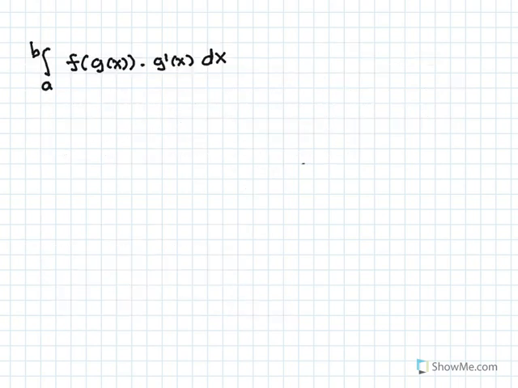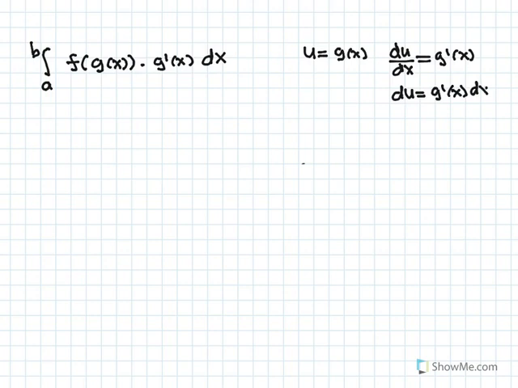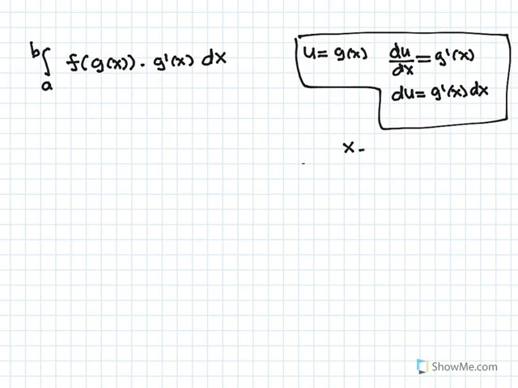Alright, so what we have is the integral from a to b of f of g of x times g prime of x dx. Since u is equal to g of x, du/dx is the derivative, which equals g prime of x. Multiply both sides by dx, and we get du equals g prime of x dx. We also transform the limits: x equals a becomes u equals g of a, these are the u limits. X equals b becomes u equals g of b.